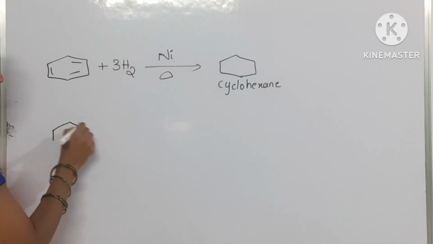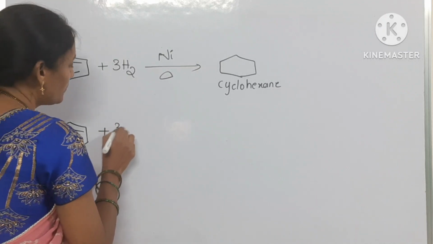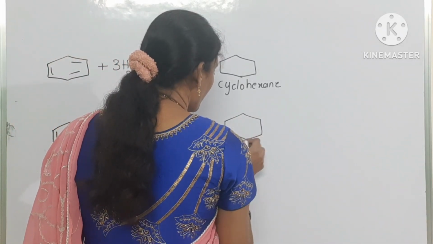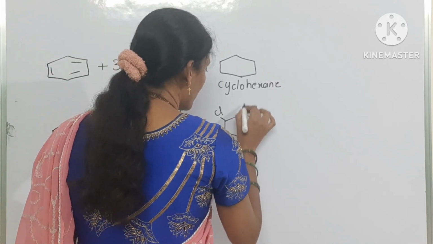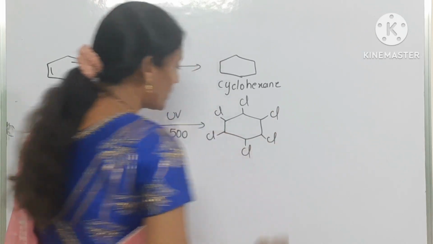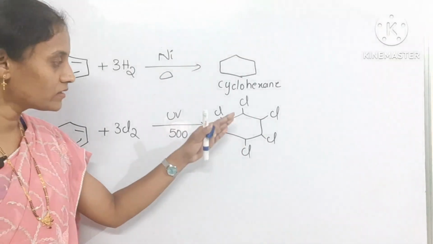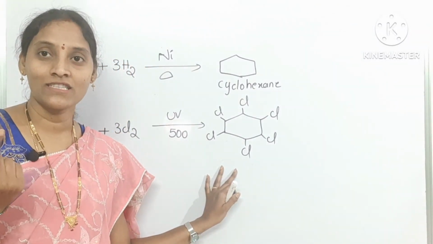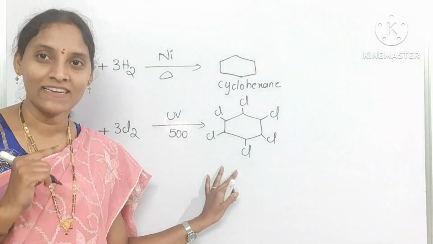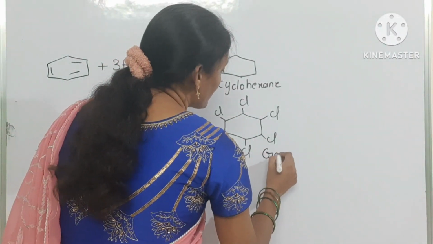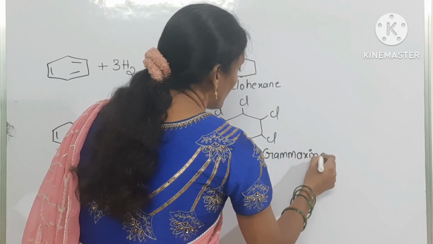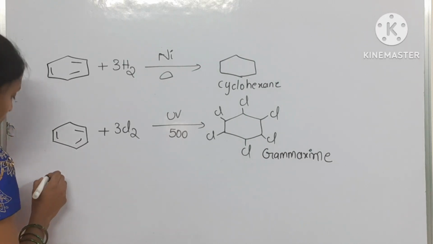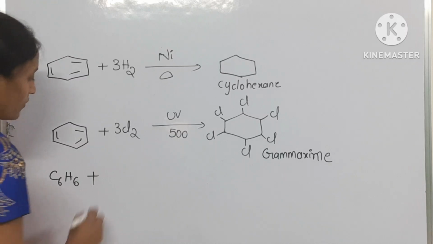Then one more condition you can also see. If benzene reacts with chlorine in the presence of UV light and 500 Kelvin temperature, chlorine atoms are going to be added across all the double bonds, which are broken. This one is known as benzene hexachloride. In the previous case we saw hexachlorobenzene, but this is different. This is benzene hexachloride, also known as gamma-xime.